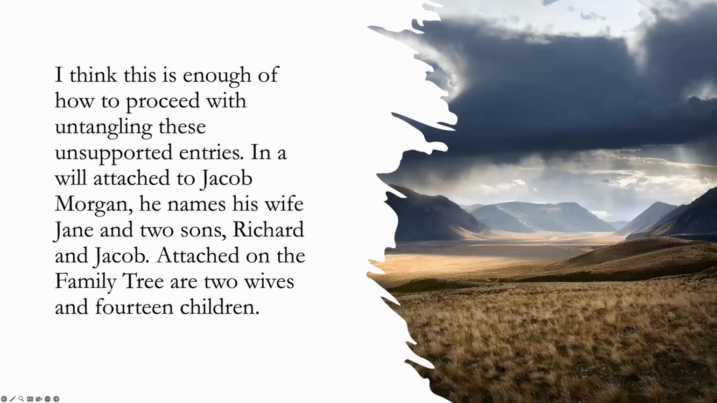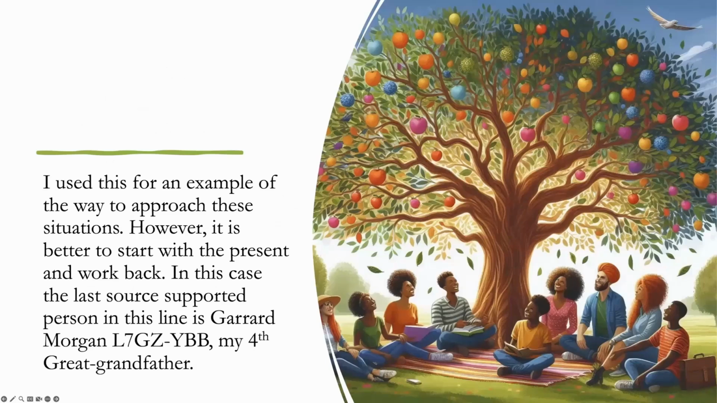So it's interesting that attached to Jacob Morgan, who was one in that line, he names his wife and 2 sons. And on the family tree are 2 wives and 14 children. So he died with 1 wife and 2 sons, and maybe a bunch of daughters, but they may not have been in the will, or any of his children who died before he died. But we now have 2 wives and 14 children.